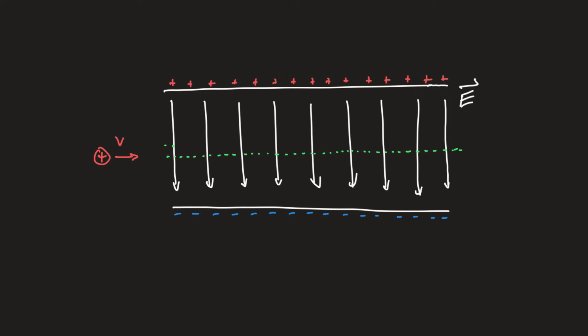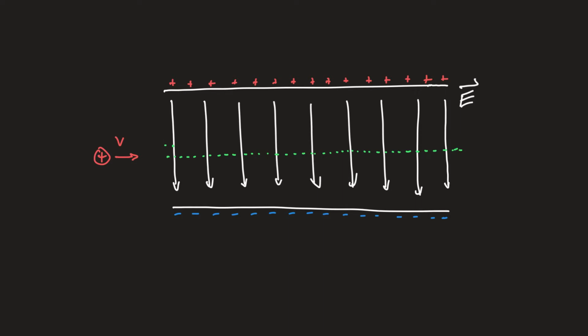So we need to do something. As it stands right now, that won't happen. As it stands right now, this particle will be deflected down, and it will follow a familiar parabola, just as if we were to throw a ball horizontally in a gravitational field.